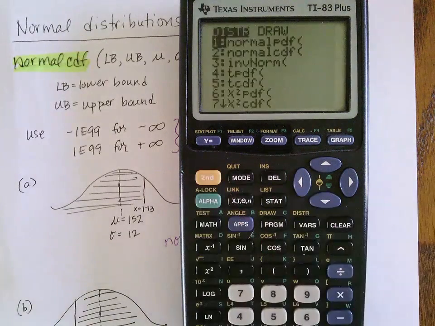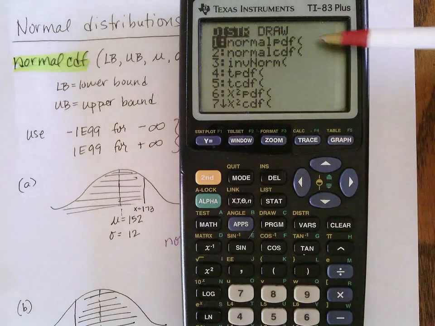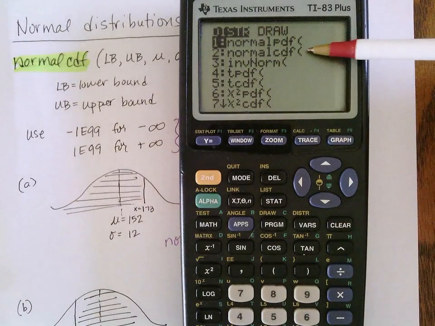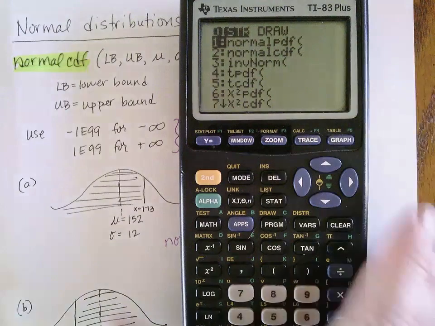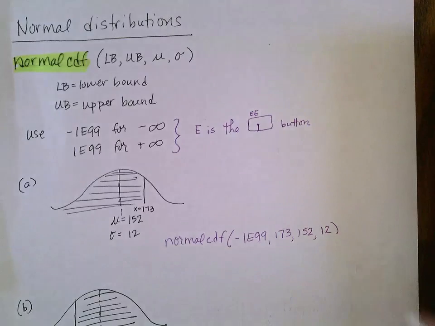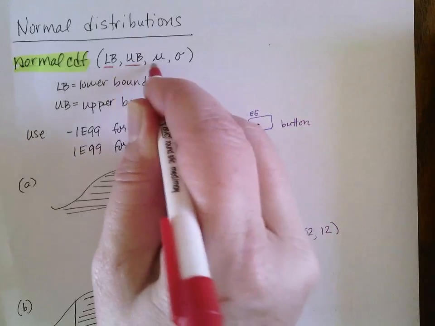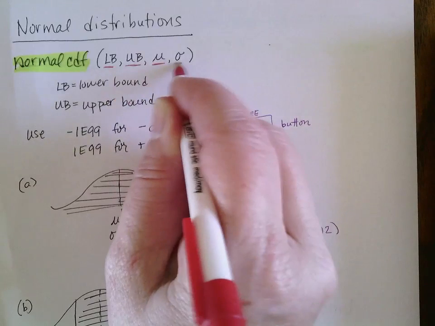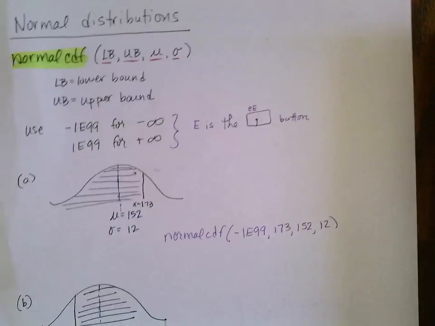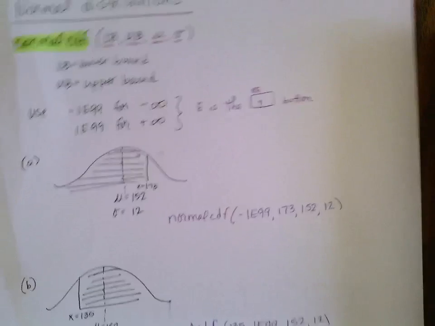it. And notice there is a PDF and a CDF. I want CDF. So the command takes four inputs. It requires the lower bound, the upper bound, the mean, and the standard deviation. And so I've given you 3 sample problems.